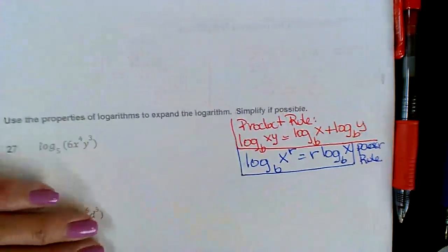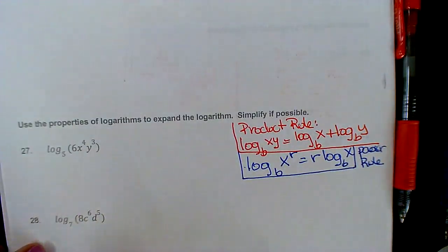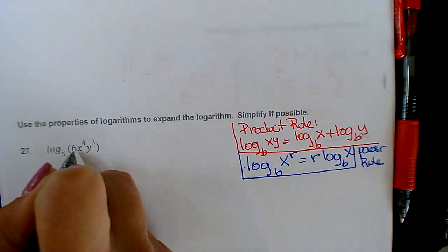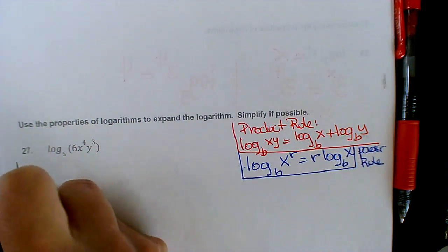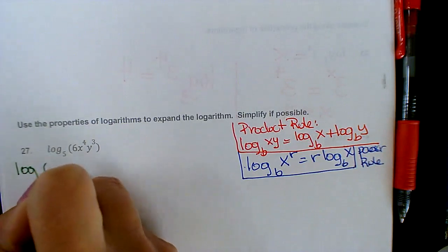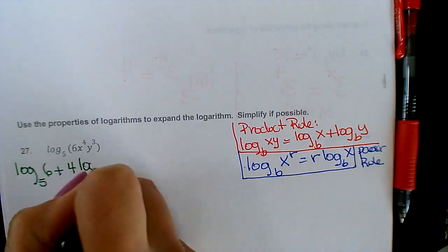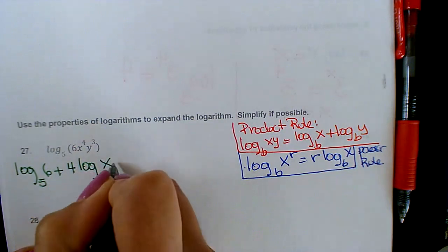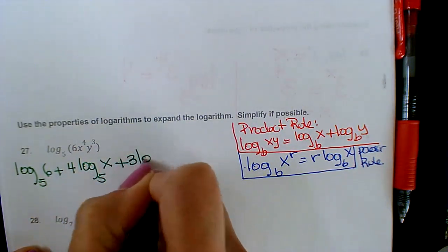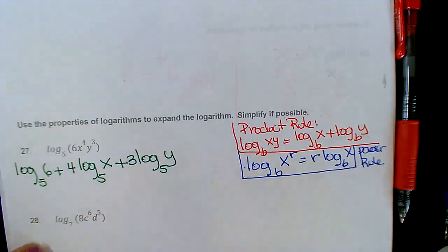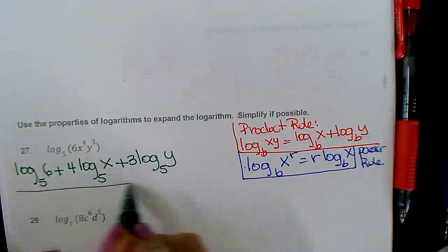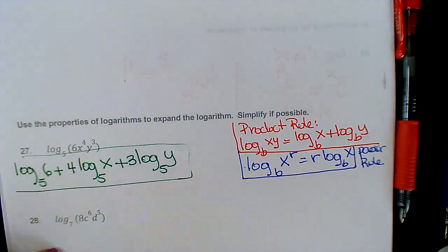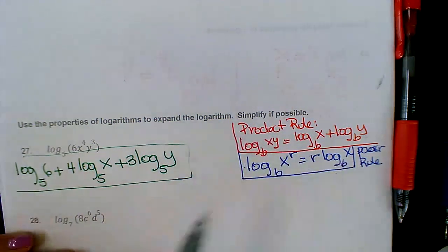Now, let's do this one. So right here we have multiplication. Let's do the first one. It's 6. Then the next one is going to be 4 log base 5 of x plus 3 log base 5 of y. That's it. That's what they want us to do there. We apply the product rule and the power rule, both of them.